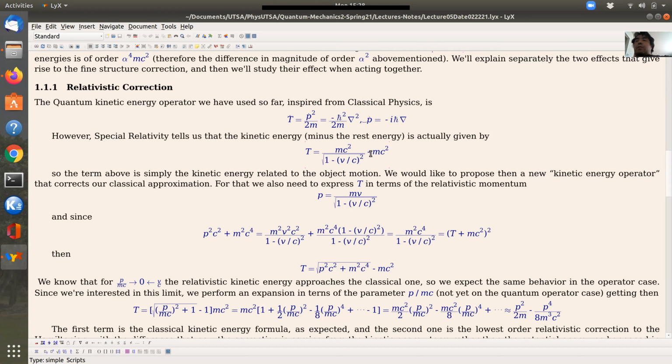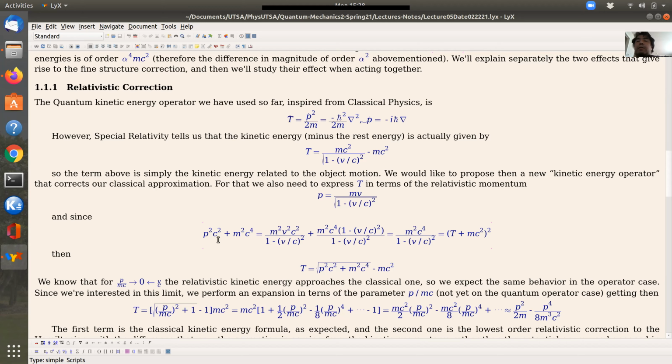And so we want to propose a new kinetic energy operator that considers this relativistic correction. In fact, we're going to use an approximate term, and I will explain in a second how it's obtained. So this is going to correct the classical approximation. And in order to get an appropriate operator, first we're going to express the kinetic energy in terms of the relativistic momentum. So the relativistic momentum looks like this, basically the classical momentum divided by the square root of 1 minus v over c squared. You probably have seen this in a special relativity course or modern physics course.